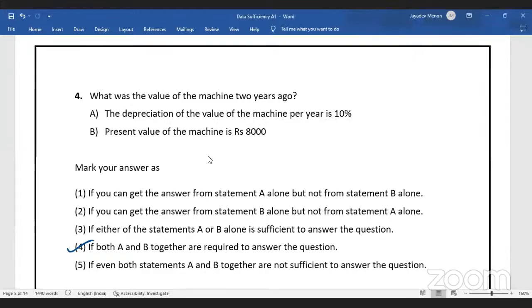What was the value of the machine 2 years ago? Statement A. The depreciation of the value of the machine per year is 10%. Every year, the value decreases by 10%. Statement B. Present value of the machine is 8,000. So if we are using both the statements together, we can find the value of the machine 2 years ago. Therefore, option 4 is our answer.